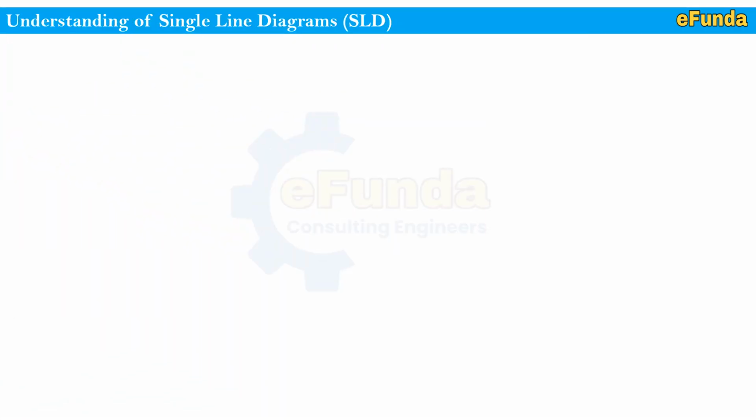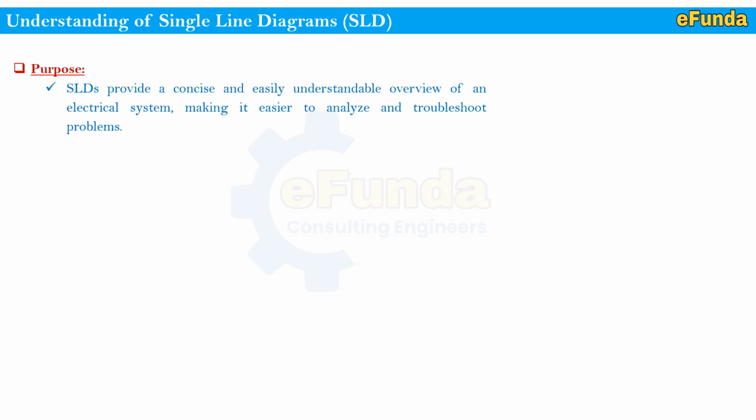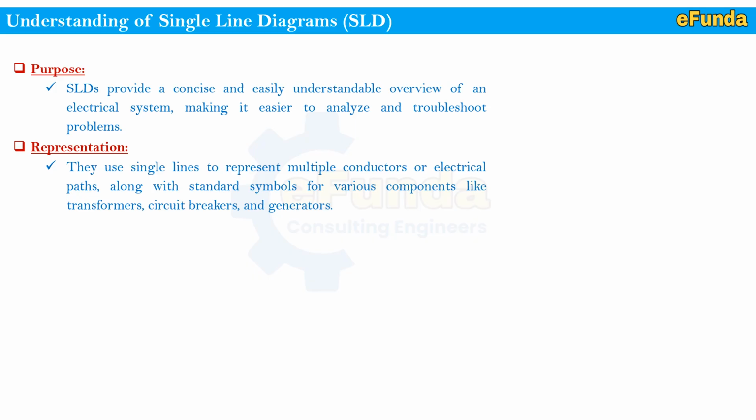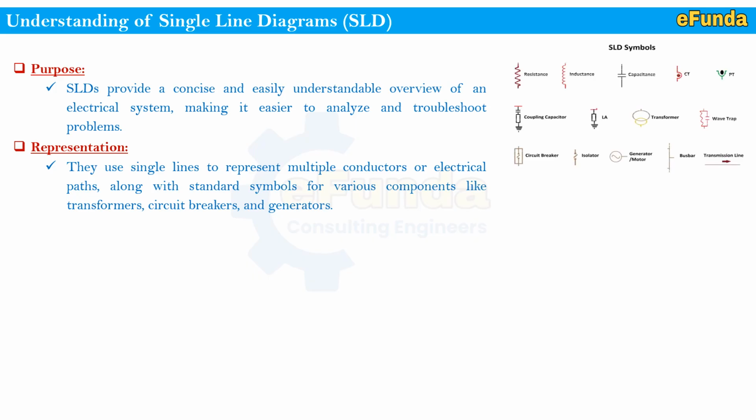Understanding single line diagrams. First is the purpose. SLDs provide a concise and easily understandable overview of an electrical system, making it easier to analyze and troubleshoot problems. For that purpose, various kinds of symbols are used. Second is the representation. They use a single line to represent multiple conductors or electrical paths, along with standard symbols for various components like transformer, circuit breaker, and generator, etc., which you can see in the SLD symbols.